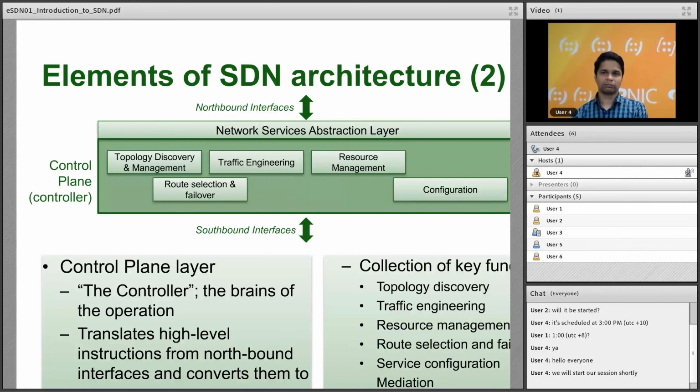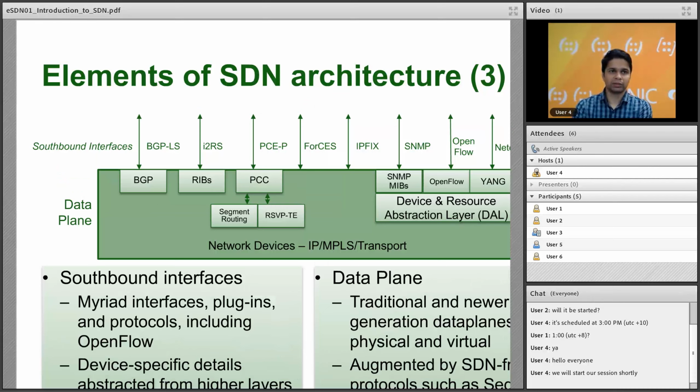There might be a potential requirement for communication between controllers, which we sometimes call the east-west bound interface. And the southbound interface is what you use to communicate with the data plane.